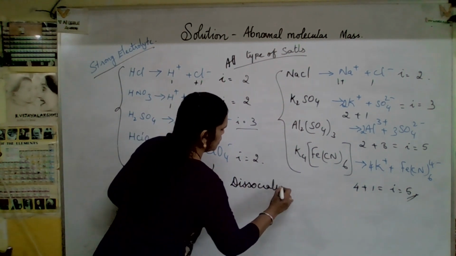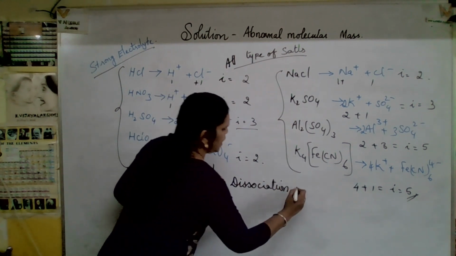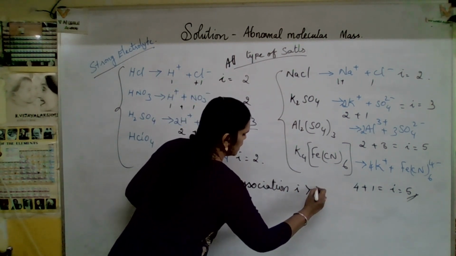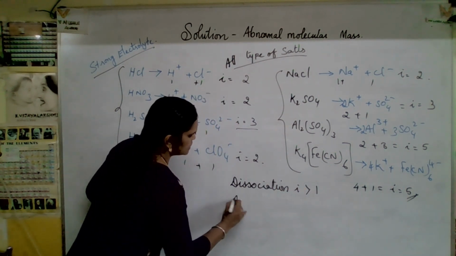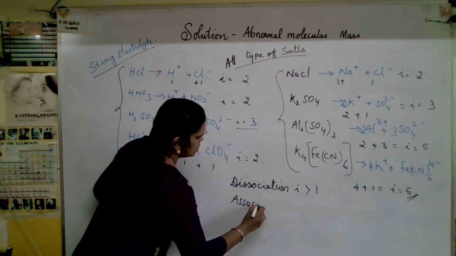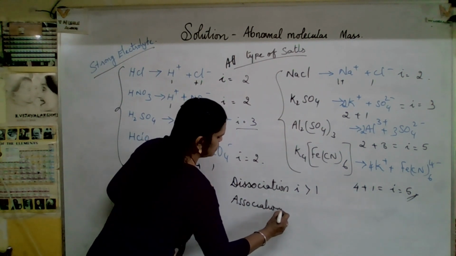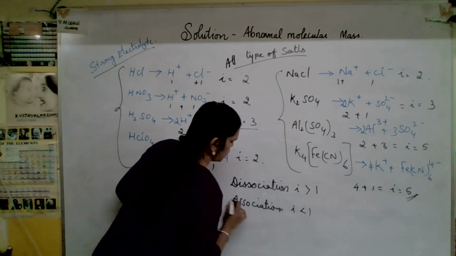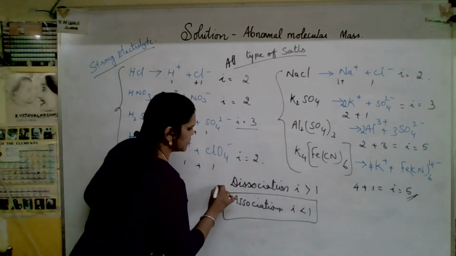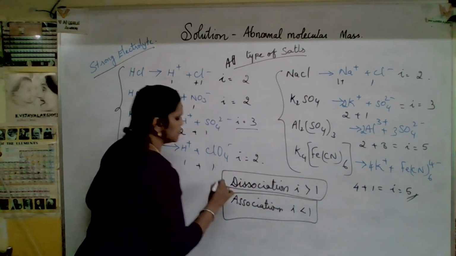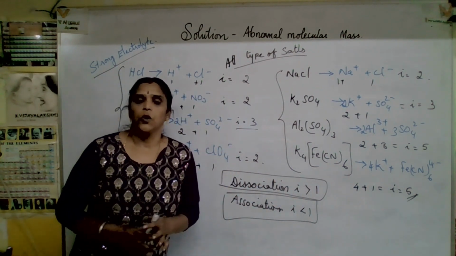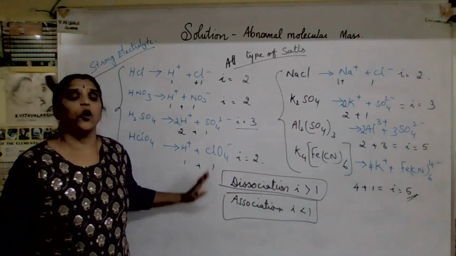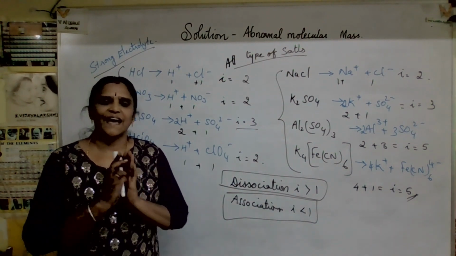Now, for dissociation the i value is greater than 1, and for association i is less than 1. This is the complete trick for these concepts. Hope you got a clear idea about all these points. Thanks for watching.